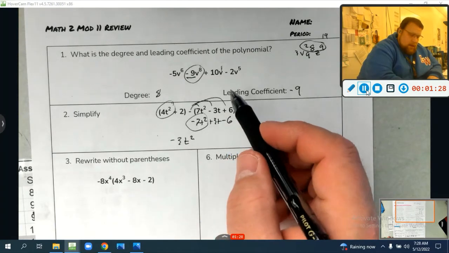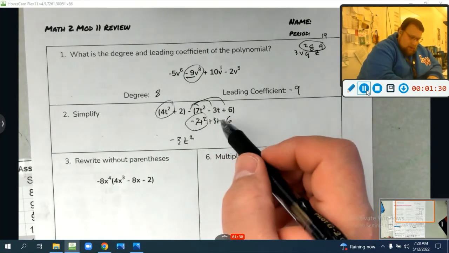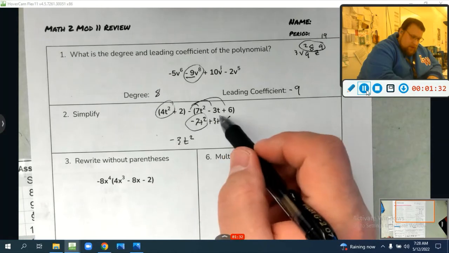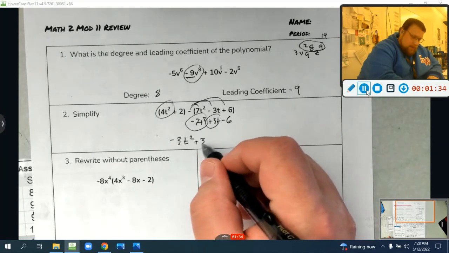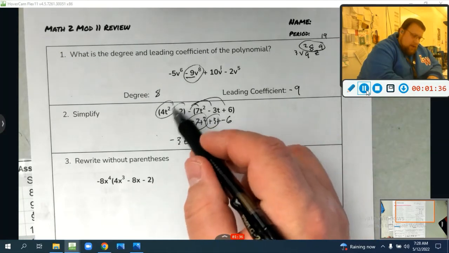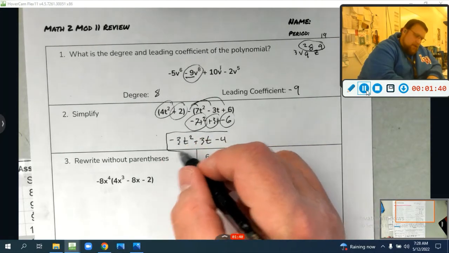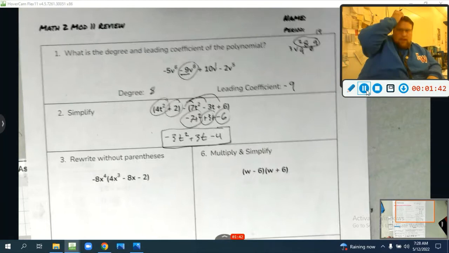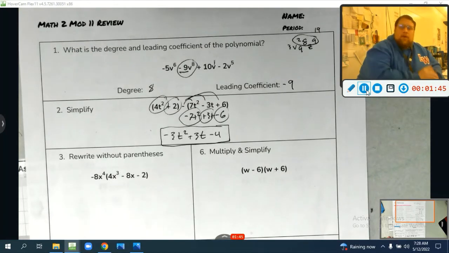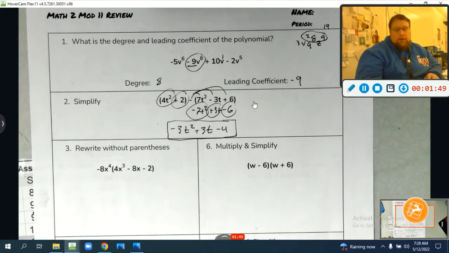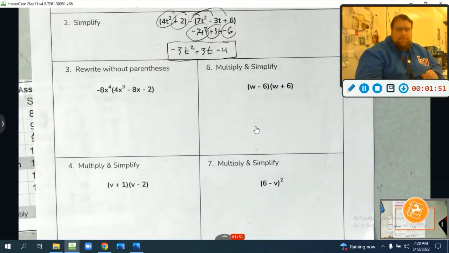And then I have no other t, so plus 3t, plus 3t. And then I have plus 2 and minus 6, which is -4. And that is a fully simplified polynomial put in descending order of powers. Okay, or trinomial. It's a polynomial, but it's a trinomial, right?